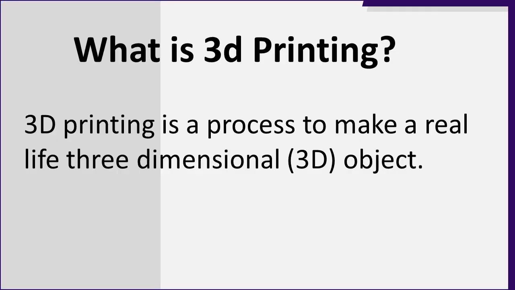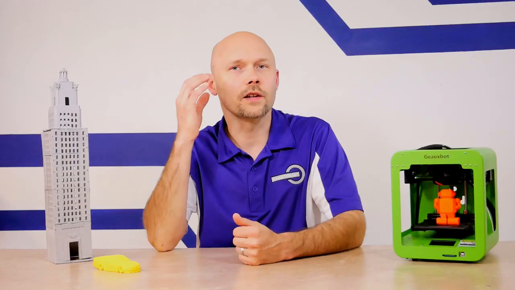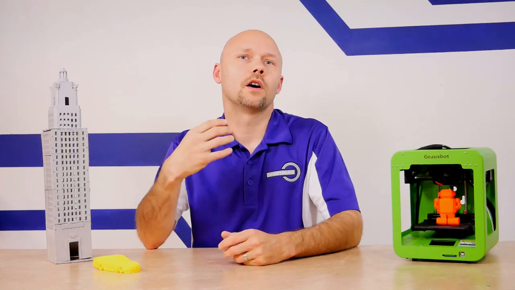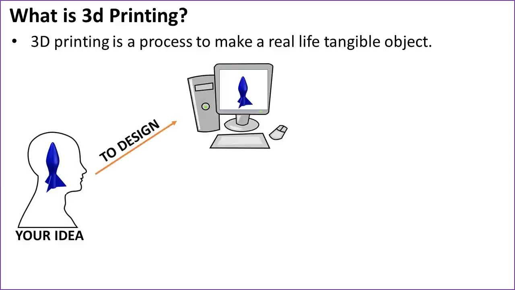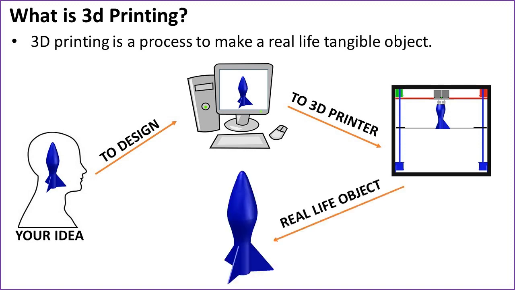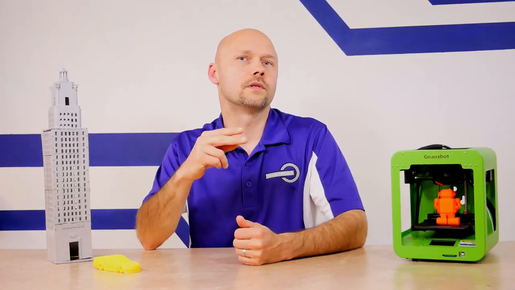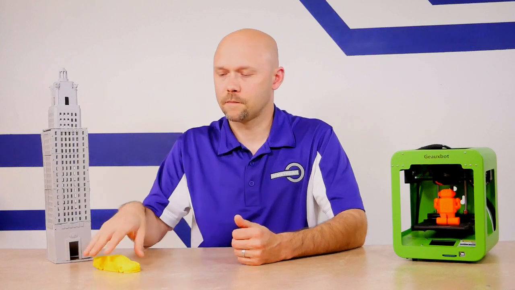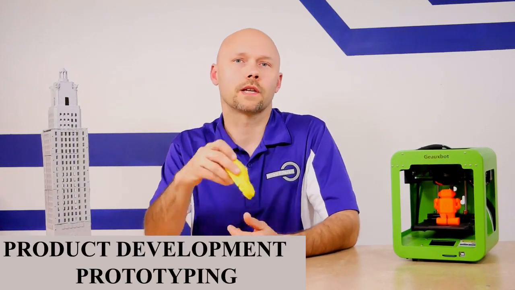So the first thing is, what is 3D printing? It is a process to make a real-life tangible object. It's taking your idea and making it become a reality. And you do that by a computer model. You design your concept on a computer and send it to the 3D printer, and the 3D printer makes that model.